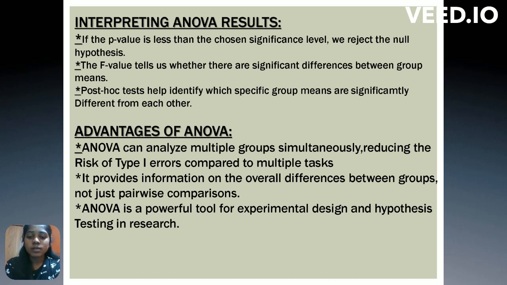Then the advantages of ANOVA are: ANOVA can analyze multiple groups simultaneously, reducing the risk of type 1 errors compared to multiple tests. Then it provides information on the overall differences between groups, not just pairwise comparisons. Then ANOVA is a powerful tool for experimental design and hypothesis testing in research.